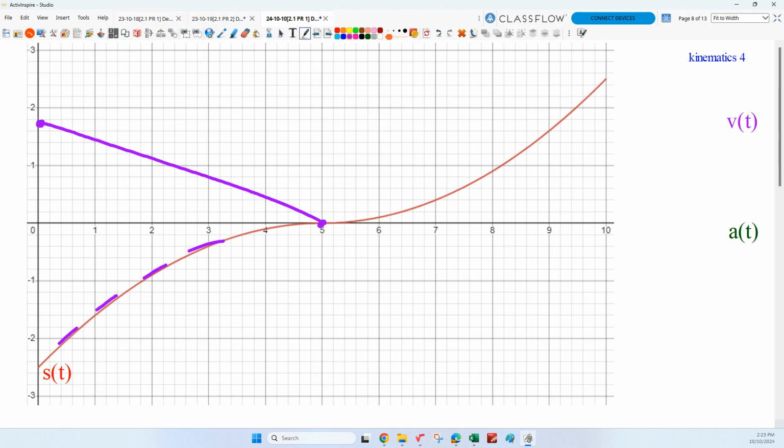What happens from 5 to 10? Okay, the slopes are getting bigger or smaller? Bigger, yeah. Now the slopes are going from 0 up to some positive value, so isn't it just doing something like that? Right? Okay, so what's the acceleration doing then?